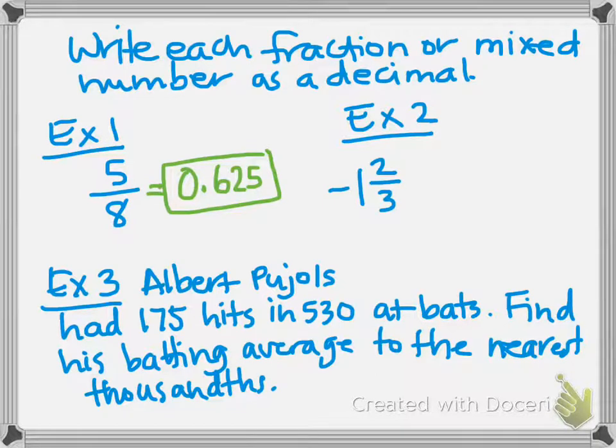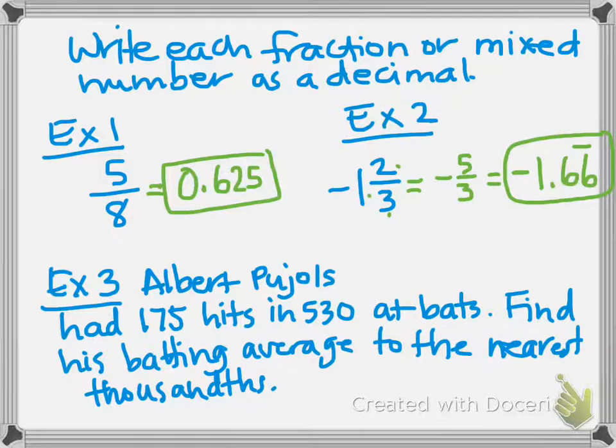On example 2, we have negative 1 and 2/3. Okay, that's a mixed number. So we're going to change it to an improper fraction. 3 times 1 is 3, plus 2 is 5. It's a negative fraction, so that's negative 5/3. We're going to divide 5 divided by 3. And because it's a negative fraction, it's going to be a negative decimal. 5 divided by 3 is 1.66666. So you put 1.6, it's a repeating decimal. So you put a bar over the 6.